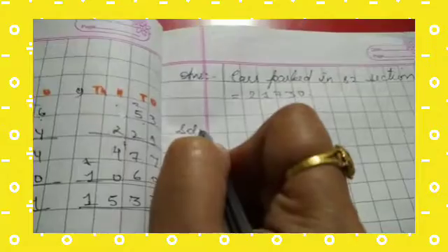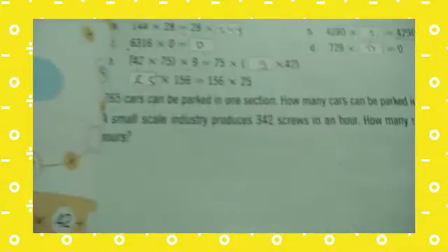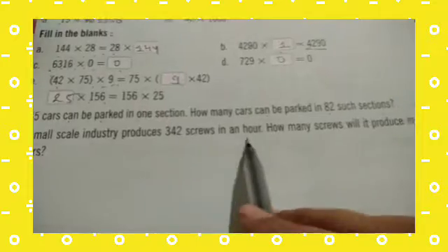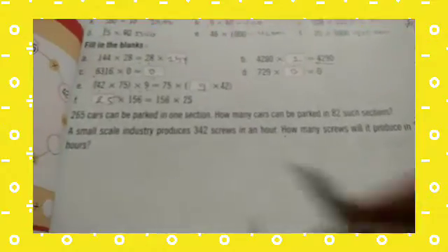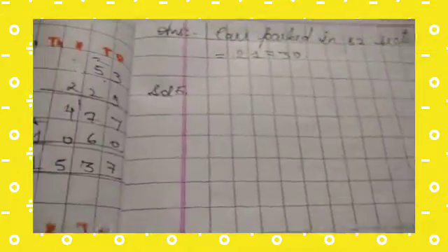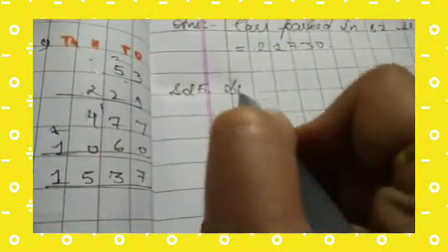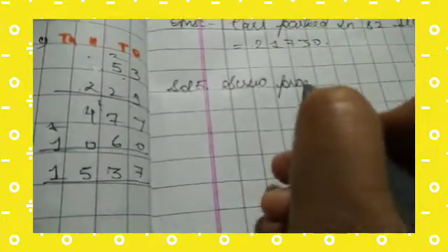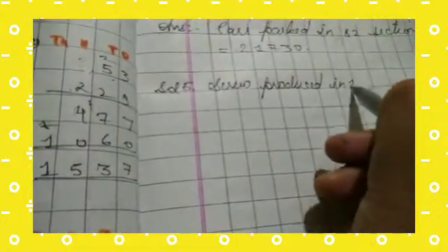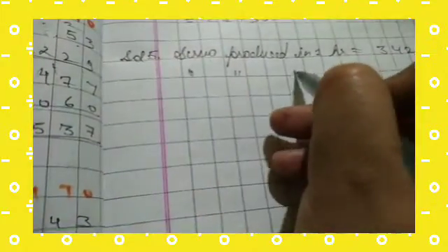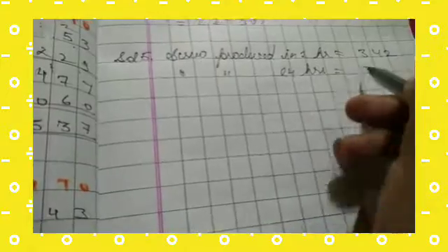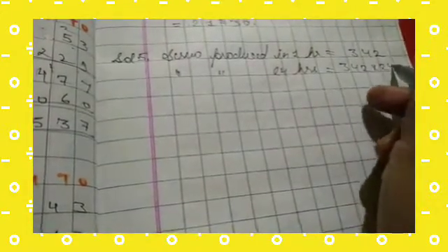Now next question, solution number 5. A small scale industry produced 342 screws in 1 hour. How many screws will it produce in 24 hours? Okay. 1 घंटे में 342 स्क्रू बनते हैं, तो 24 घंटे में कितने बनेंगे? So screws produced in 1 hour equal to 342. Screws produced in 24 hours equal to 342 into 24.